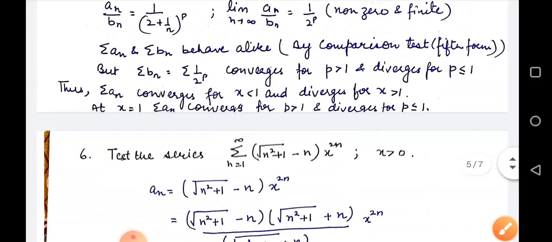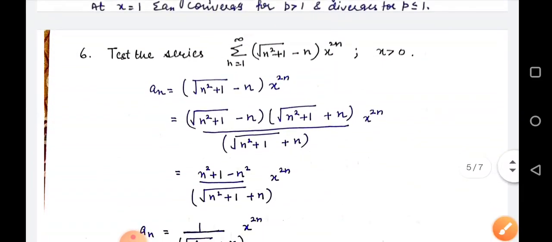Next question, test the series summation under the root n square plus 1 minus n into x to the power 2n for x greater than 0. Let an is given to you. This is an, summation an. So first we have to rationalize it.